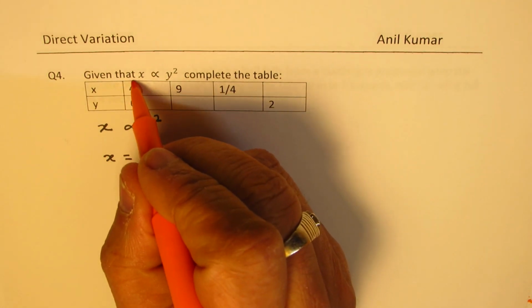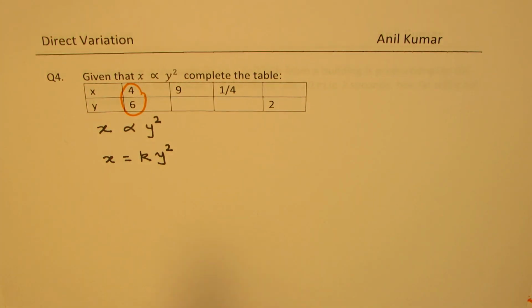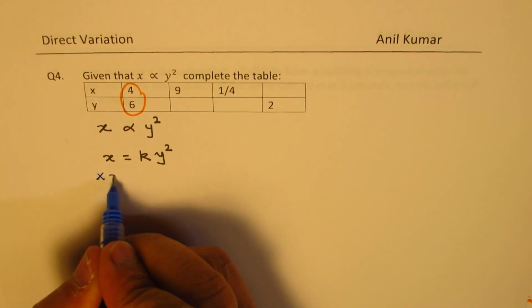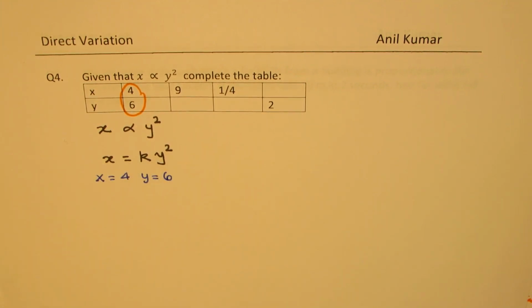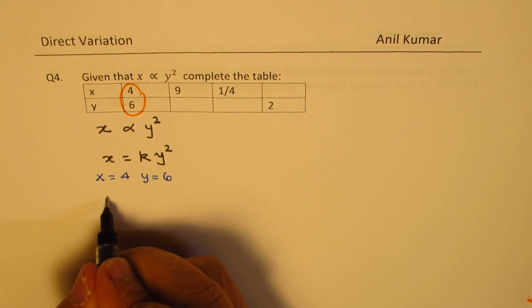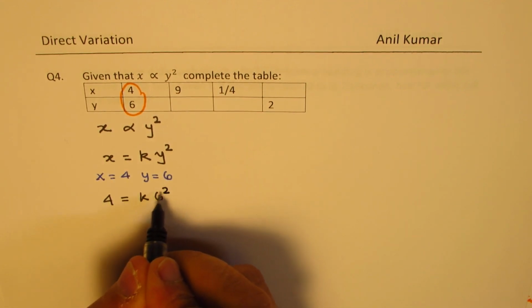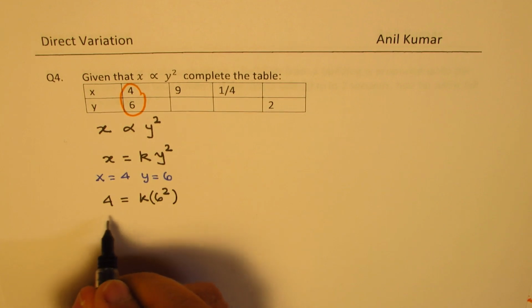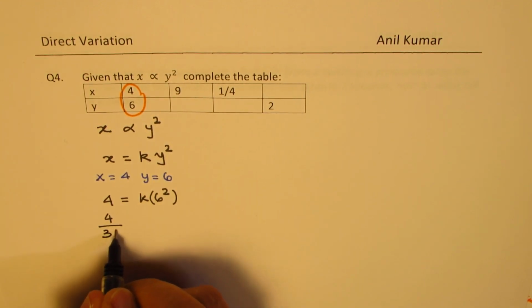We are given that when x is 4, y is 6. So we'll substitute these values, x equals 4 and y equals 6, to find the value of k. So we get the equation as 4 is equal to k times 6 squared, right? So that means 4 over 6 squared, which is 36, right?